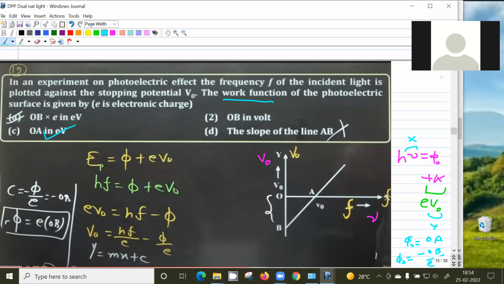But see, one way of getting phi naught is putting y equal to 0. So the x-intercept is h nu naught, right? Yes, OA. So this one is definitely true. And if you want to get it in terms of the y-intercept, whatever the y-intercept is, you have to divide it by e.